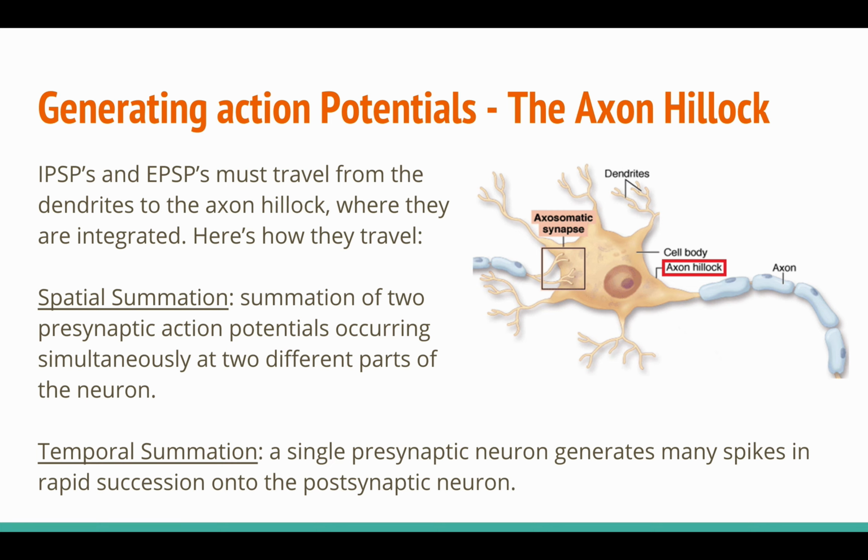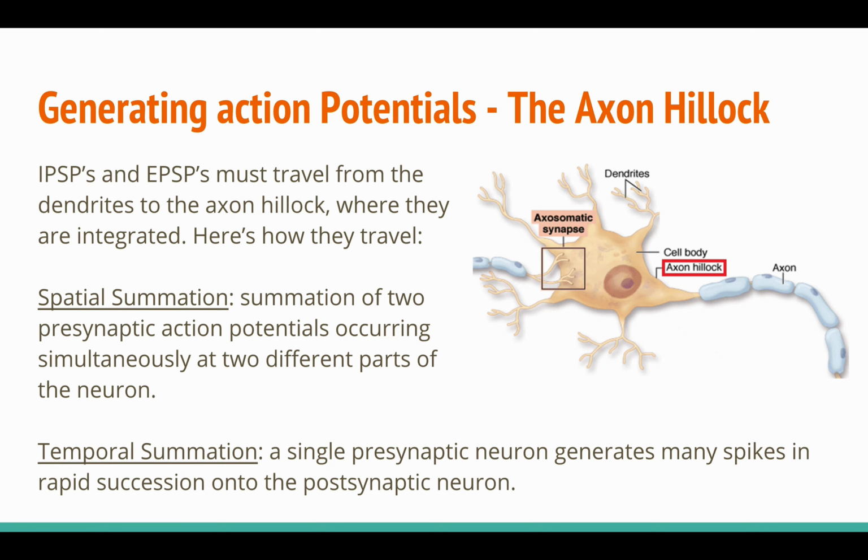Here's how they travel. There's spatial summation, which is the summation of two presynaptic action potentials occurring simultaneously at two different parts of the neuron. This results in a bigger EPSP than the individual presynaptic potentials, thus making the neuron more likely to fire. Temporal summation is when a single presynaptic neuron generates many spikes in rapid succession onto the postsynaptic neuron.